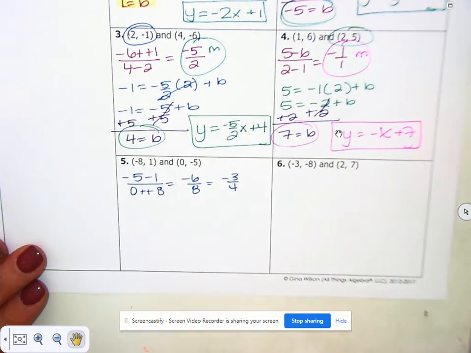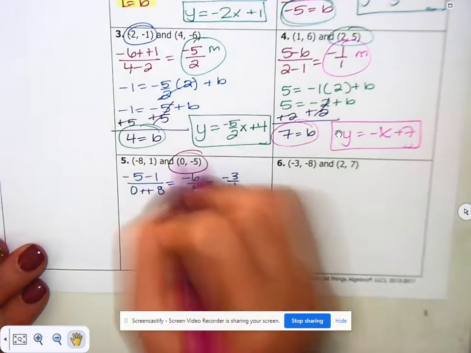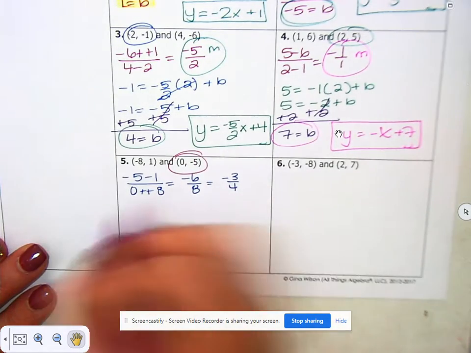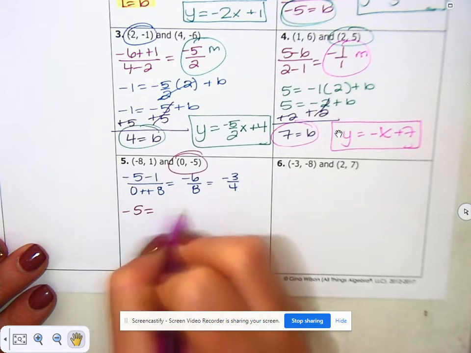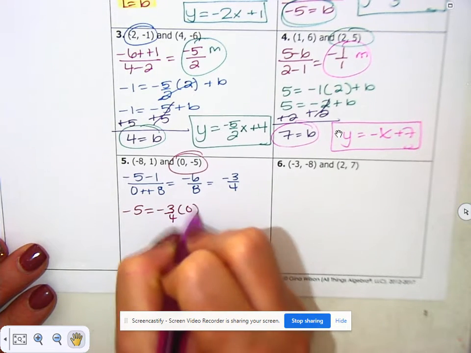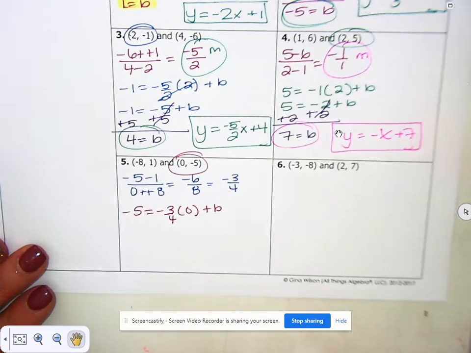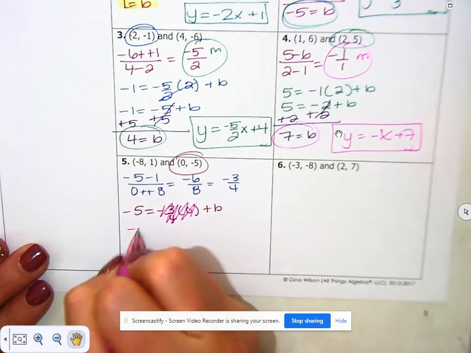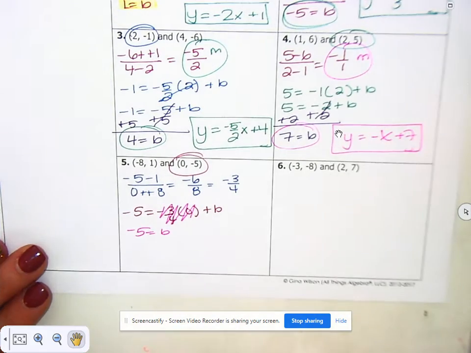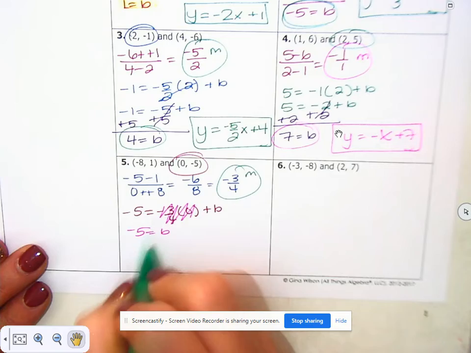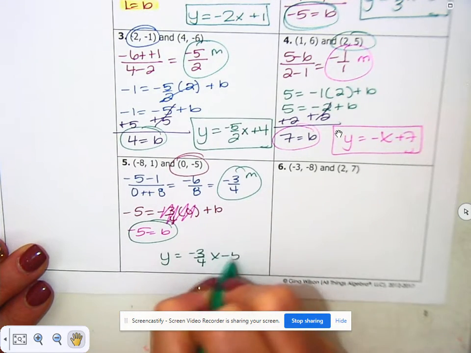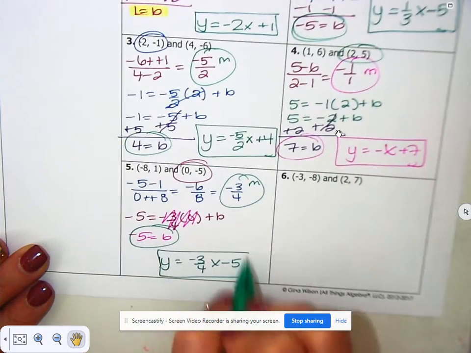Okay, that's going to reduce down to negative 3 over 4. I'm going to use the one that has a 0 in it because something's going to be easier there. So we're going to say negative 5 equals negative 3/4 times 0 plus b. All right, anything times 0 is 0. So I have negative 5 equals b. Again, once I have my m and my b, I can write my equation: negative 3/4 x minus 5.